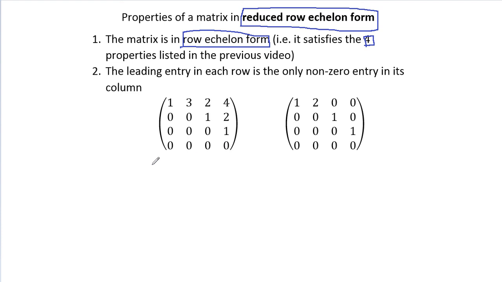So this matrix here is an example of a matrix in row echelon form.